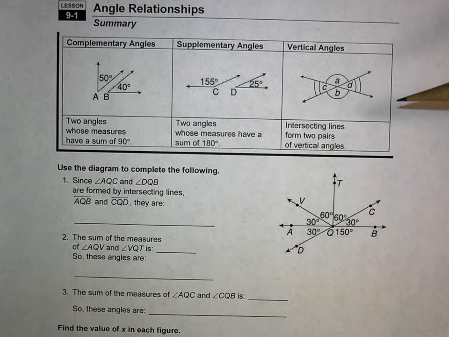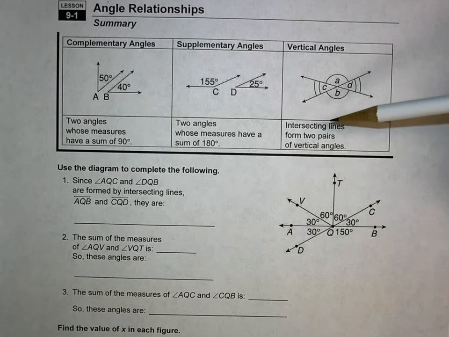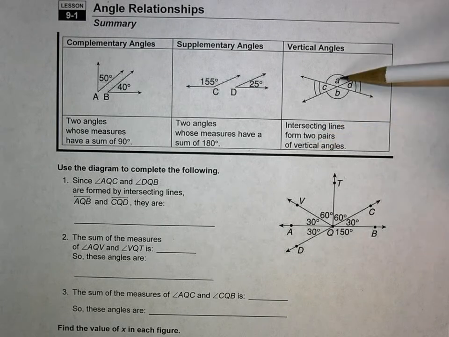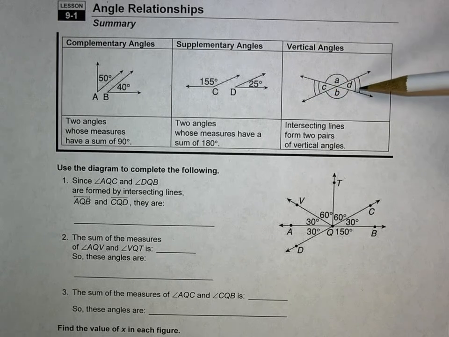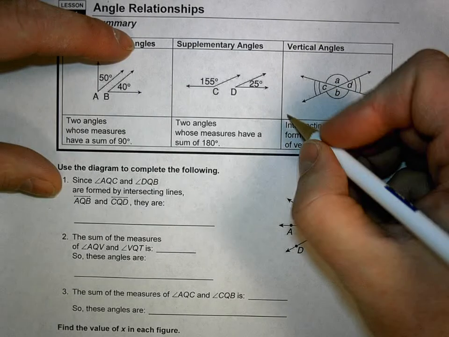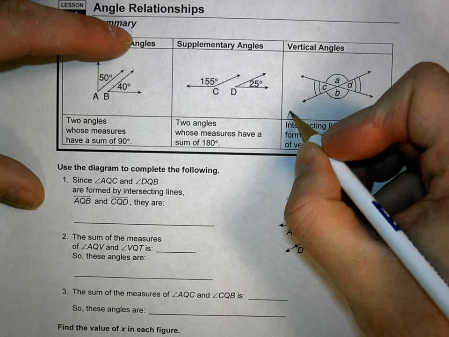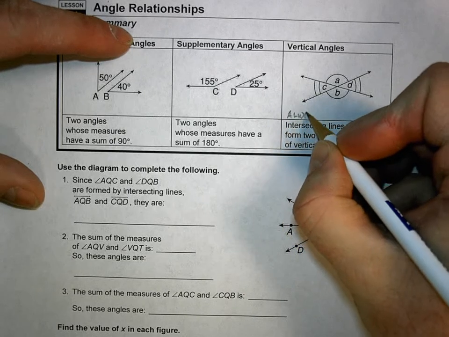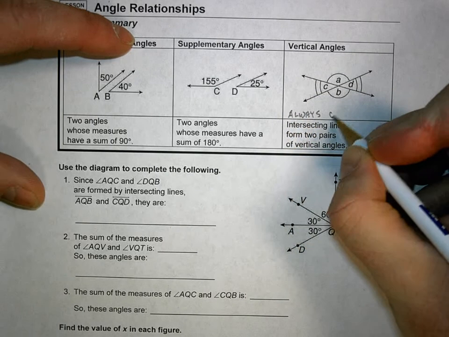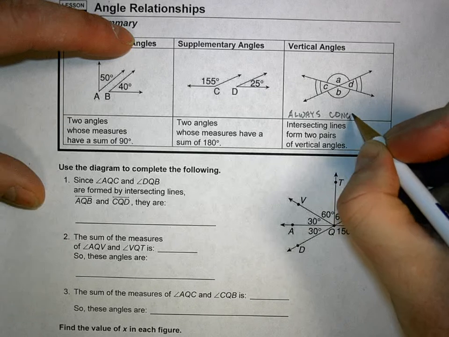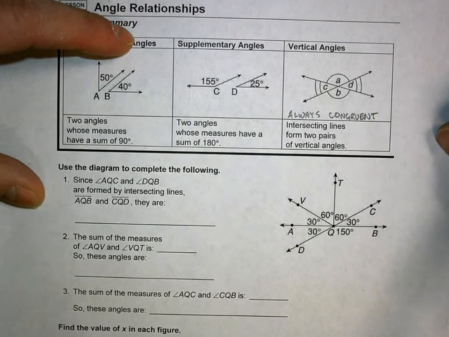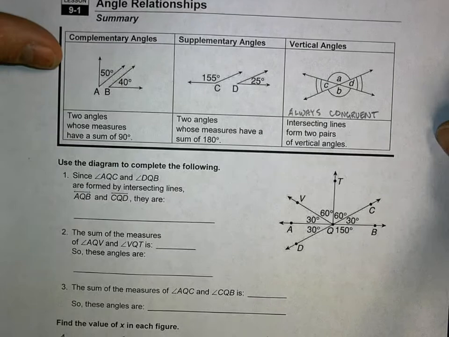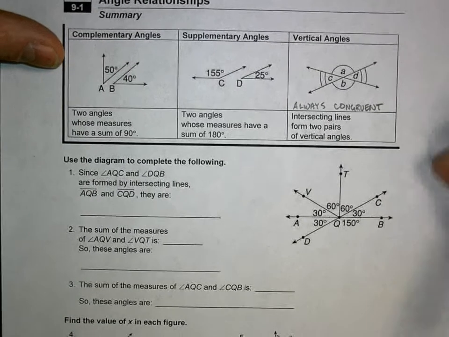Now the last one is vertical angles. Vertical angles are formed by intersecting lines. They form two pairs of vertical angles. Angles A and B are vertical angles. Angles C and D are vertical angles. Now here's the truth: vertical angles are always congruent. In fact, that little phrase there is worth bonus points for this one. So let's work with that and remember that vertical angles are always congruent.